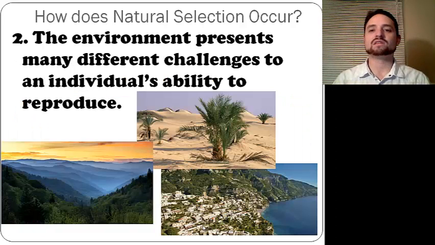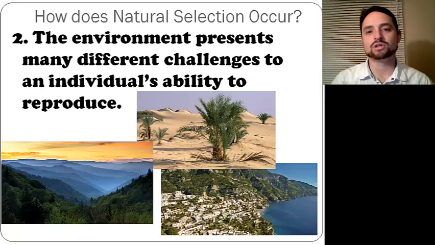The second is that the environment presents many different challenges to individuals' ability to reproduce. In other words, you have to survive whatever environment you're in to be able to reproduce. That means you have to evade predators, you have to find food, be that a prey or a plant. You have to have space, you have to have water, you have to have a habitat, whatever it is that you may need to survive. And the environment that you live in, you have to be able to adapt for that environment. If that environment changes, you have to be able to change as well.